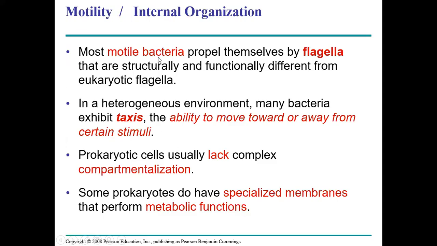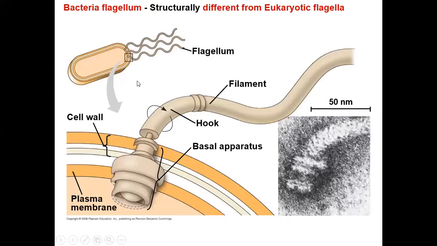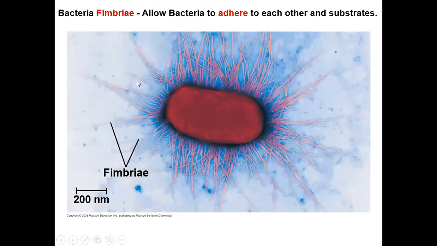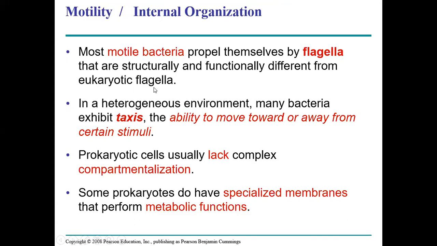Look, most motile bacteria propel themselves by flagella. Flagella is a locomotory structure in bacteria that is structurally and functionally different from eukaryotic flagella. It is not like eukaryotic flagella. For example, human spermatozoa also move with the help of flagella, but the flagellum present in a spermatozoon is different from the prokaryotic flagellum.